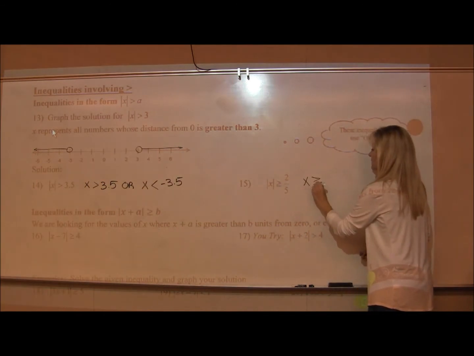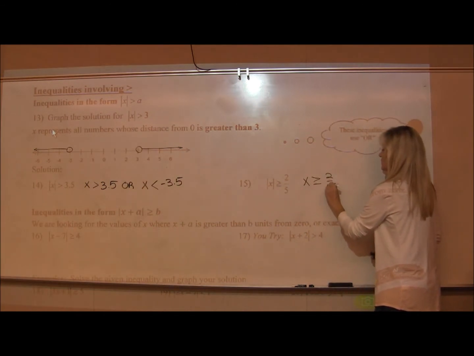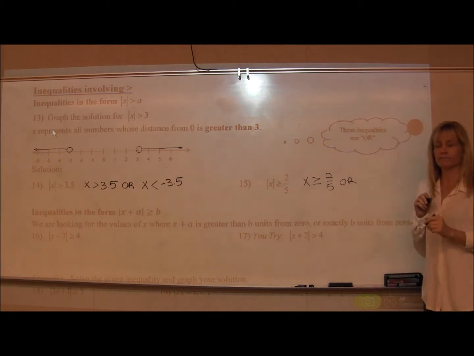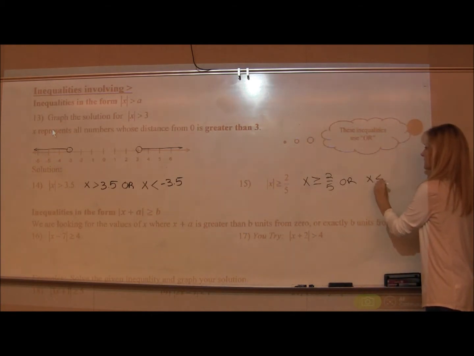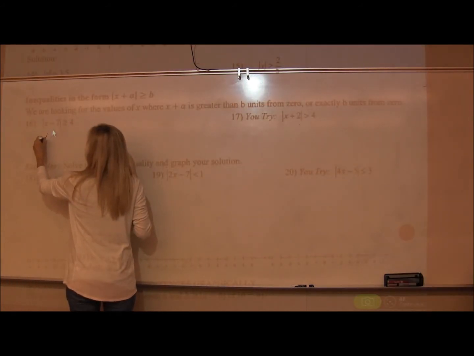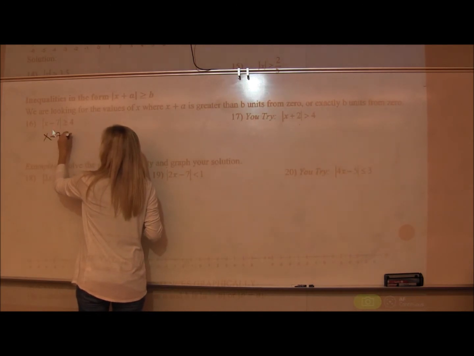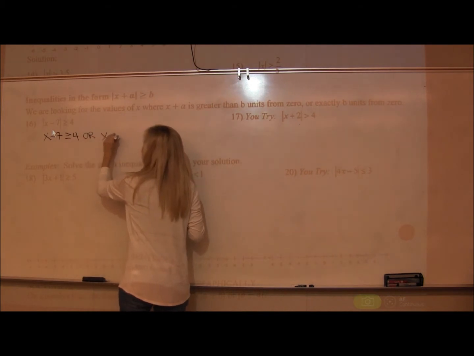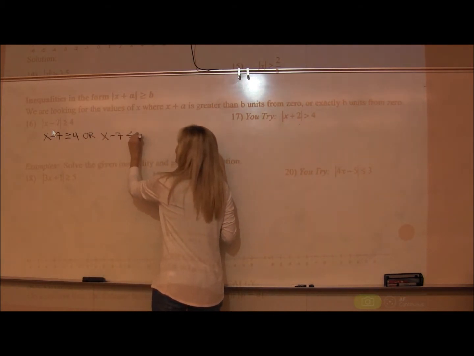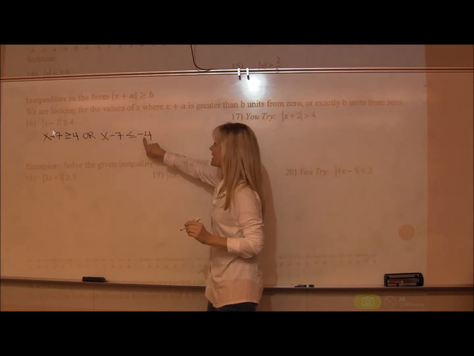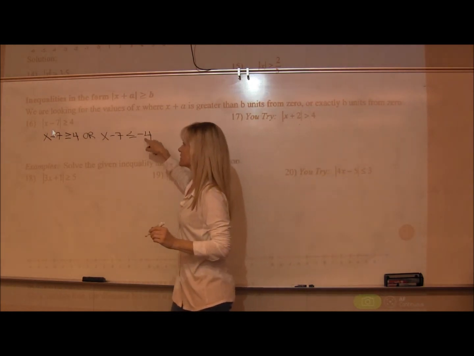X is greater than or equal to 2/5, or what would be the next part? Yeah. X is less than or equal to -2/5. That's perfect. So, same old deal. We're going to take away the absolute value signs. There's our first one. Or x minus 7 is less than or equal to -4. So you flip the sign and you change that to the opposite.